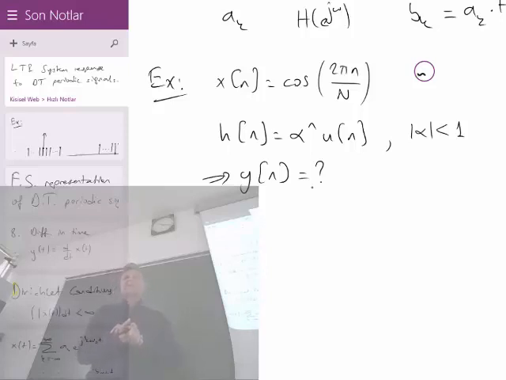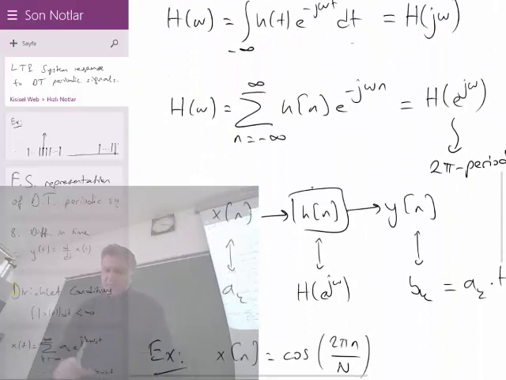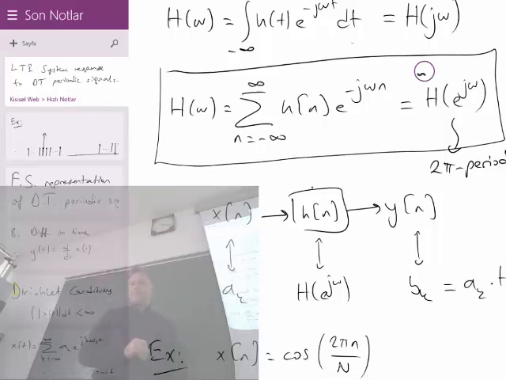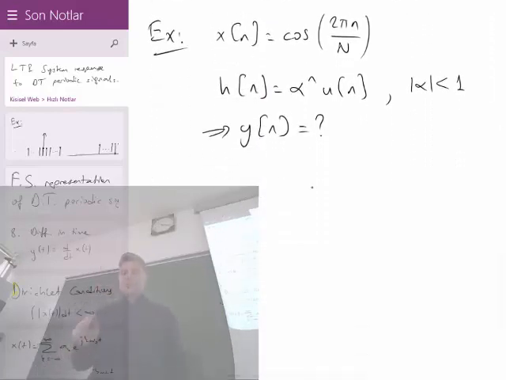So the only way to find the output is by finding the Fourier series coefficients of the input and multiplying them with the corresponding frequency response. And for that you need to find the frequency response. And the frequency response formula is here. Summation from minus infinity to infinity h of n e to the minus j omega n. So let's try to evaluate that. And the result will be H of e to the j omega, which is the frequency response.